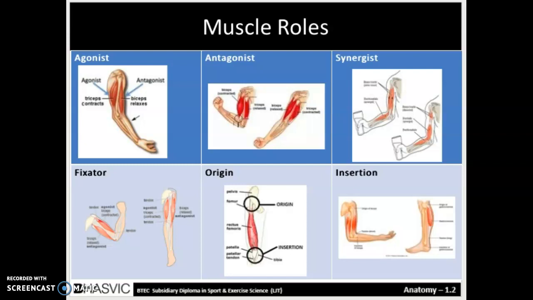The fixator then prevents the agonist from any unwanted movement and acts as a stabilizer, which is very important because the majority of muscles are attached to more than one bone. Without the fixator, they would multi-articulate, making movements very difficult. In this case, the trapezius works to stop the scapula moving, as it is attached to the bicep. The origin is where the muscle originates from. This does not move during contraction, whereas the insertion does move during a contraction, and is where the muscle enters and ends.